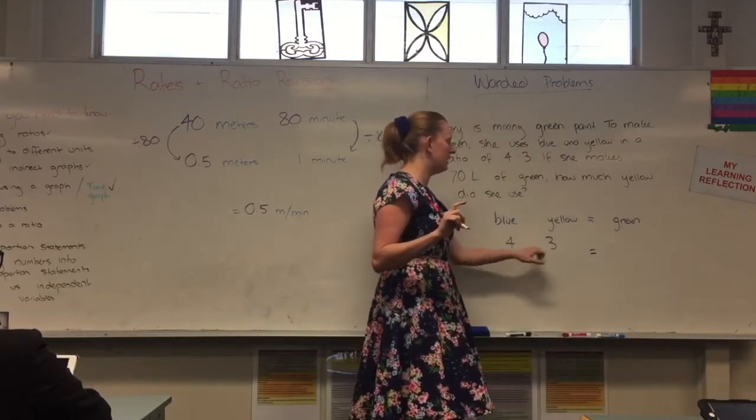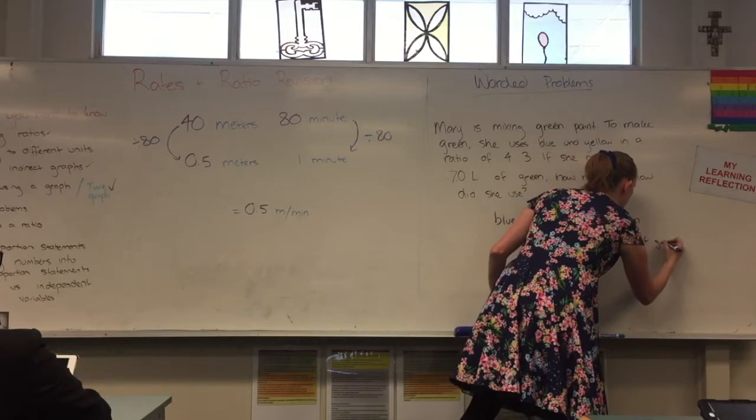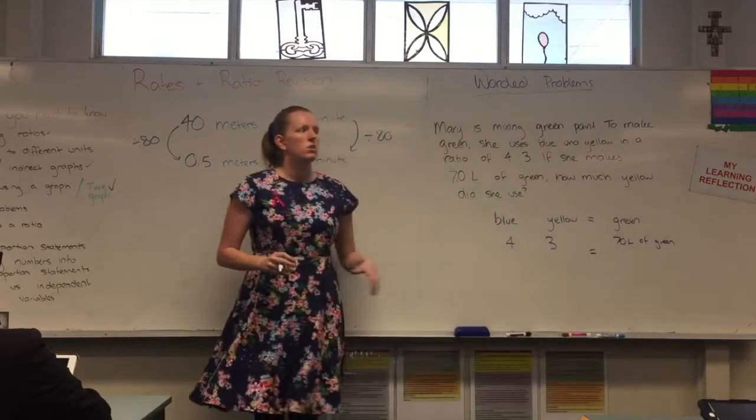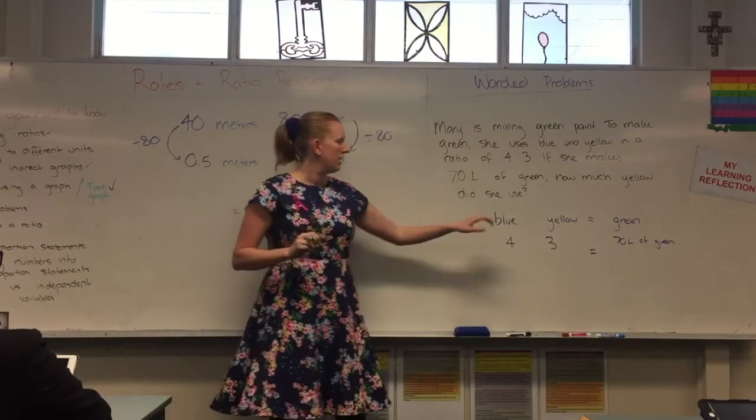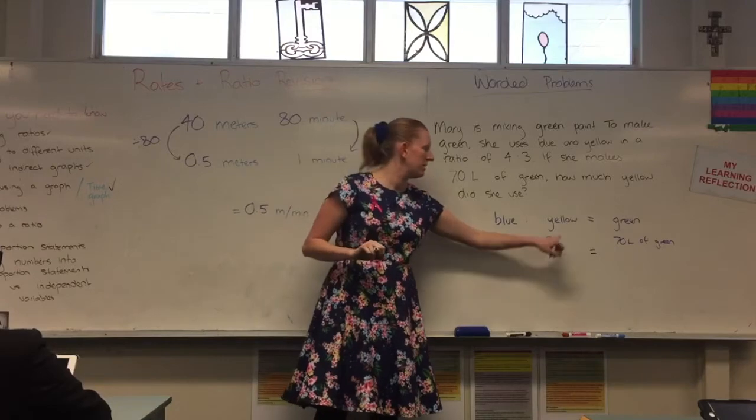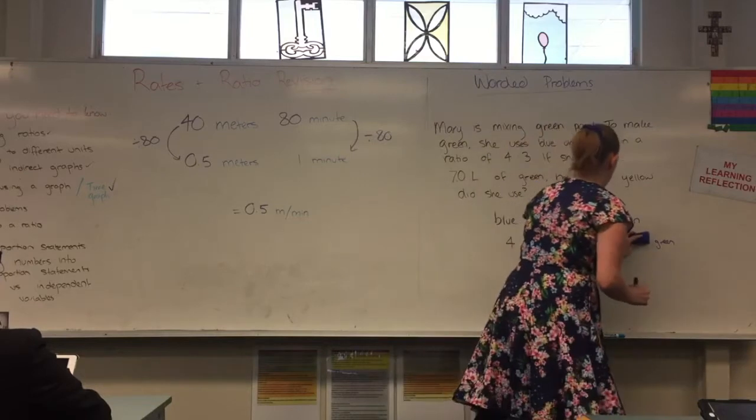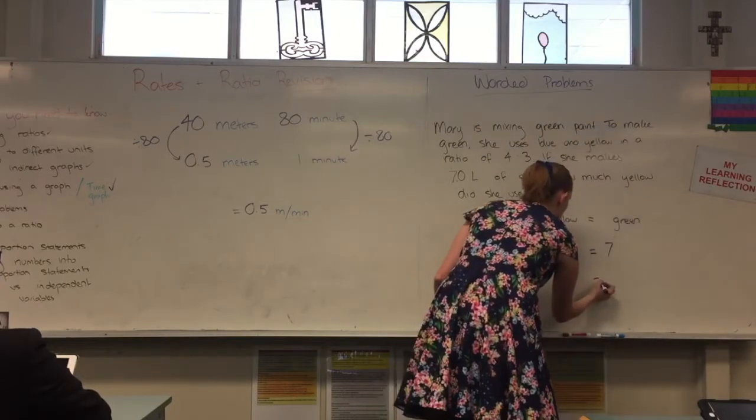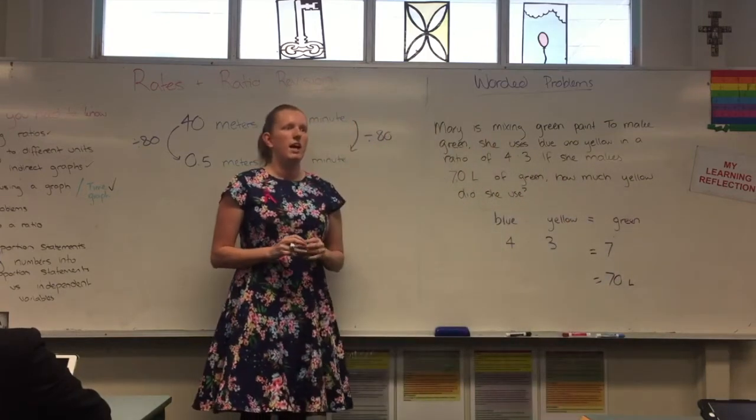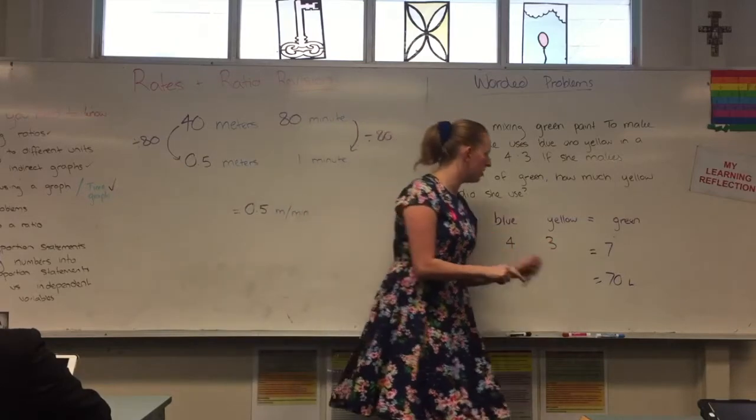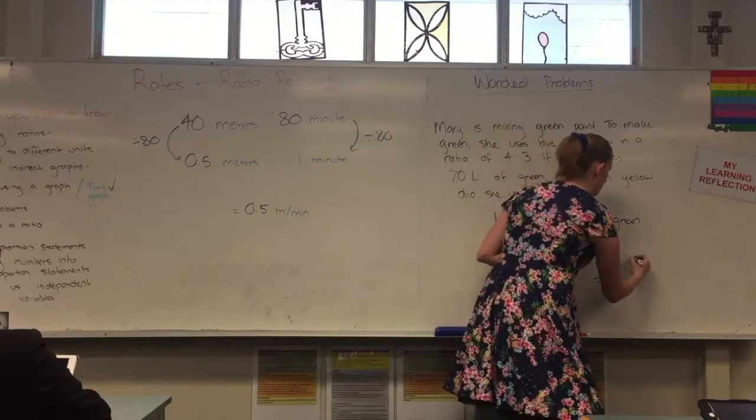But how many parts is our 70 litres broken up into? 7. Actually, how many parts of paint has she used to mix? If she uses 4 parts of blue and 3 parts of yellow, also 7. Yeah, she uses 7 parts. So if 7 equals 70 litres, how do I figure out what each part is going to be? How do I go from 7 to 70? Times it by 10.